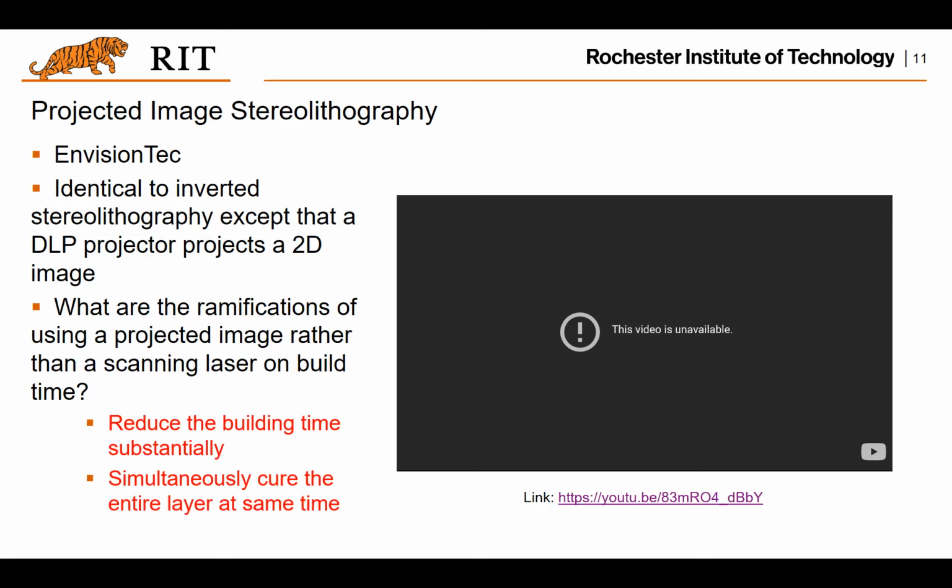The advantage here is that it reduces the build time substantially because there's no laser scanning anymore. The cure happens when the image is projected, and you wait a little bit. So an entire layer will be cured simultaneously for this process, and that's why the build time is reduced.